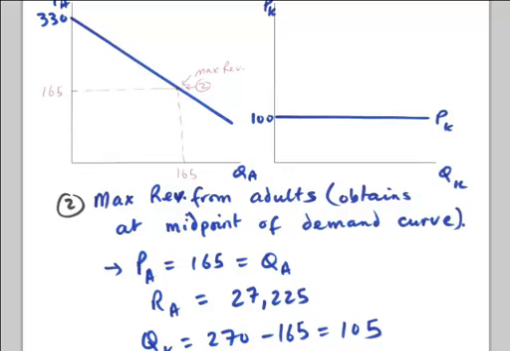So at the midpoint, for Q equals 330 minus P, the price is $165, the quantity is 165, that's for adults, and the revenue is $165 times 165, which is $27,225. With 165 adults on a plane that carries 270 passengers, there's 105 empty seats. So we fill those seats with kids at $100. The revenue from kids, $10,500, plus the revenue from adults, $27,225, yields a total revenue of $37,725.